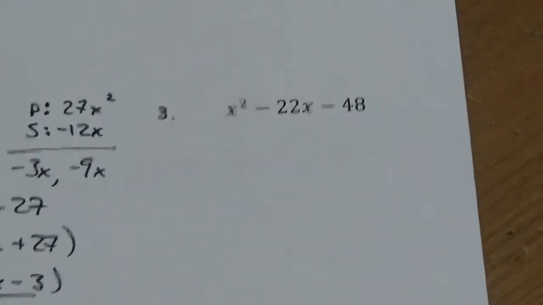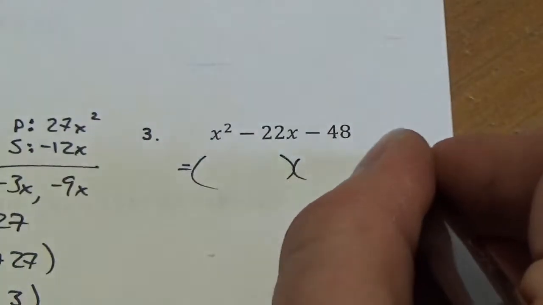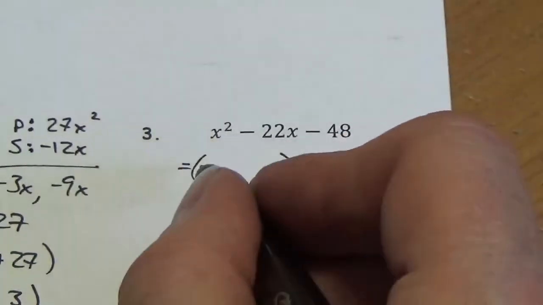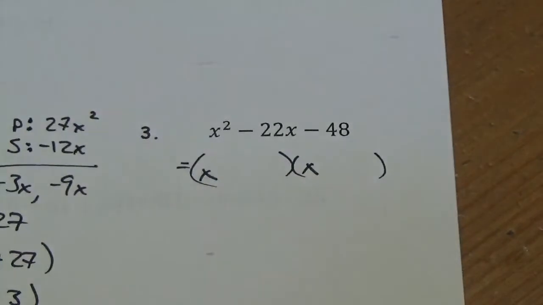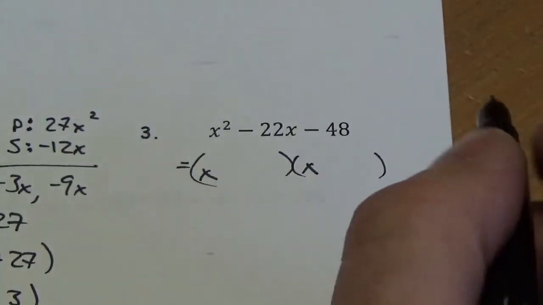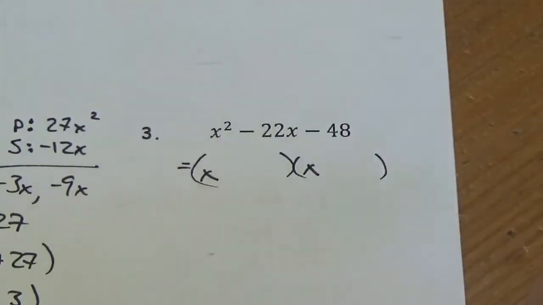Okay. This one, I'm going to go back to guess and check. So I'm going to drop my two binomials here. And again, my first term is 1x squared, so it's really easy to break up x squared into x and x. And now I'm looking for two numbers whose product is negative 48 and whose sum is negative 22.